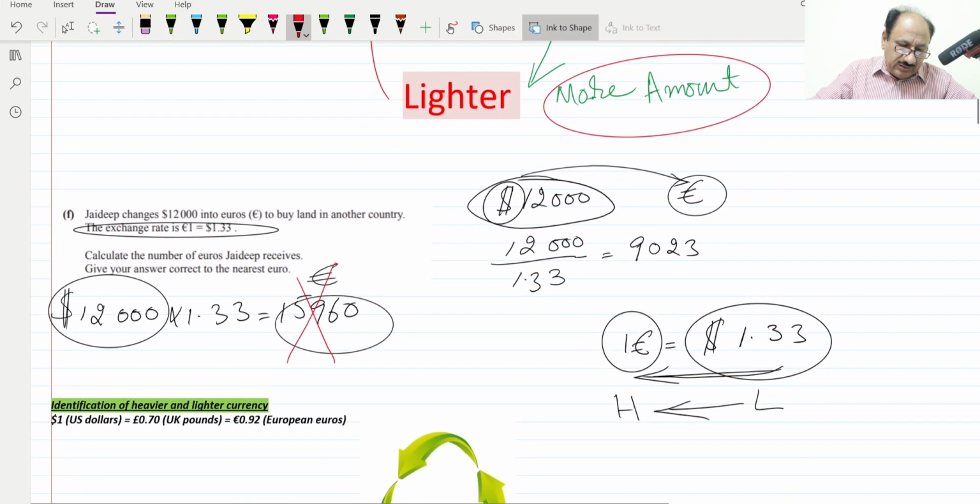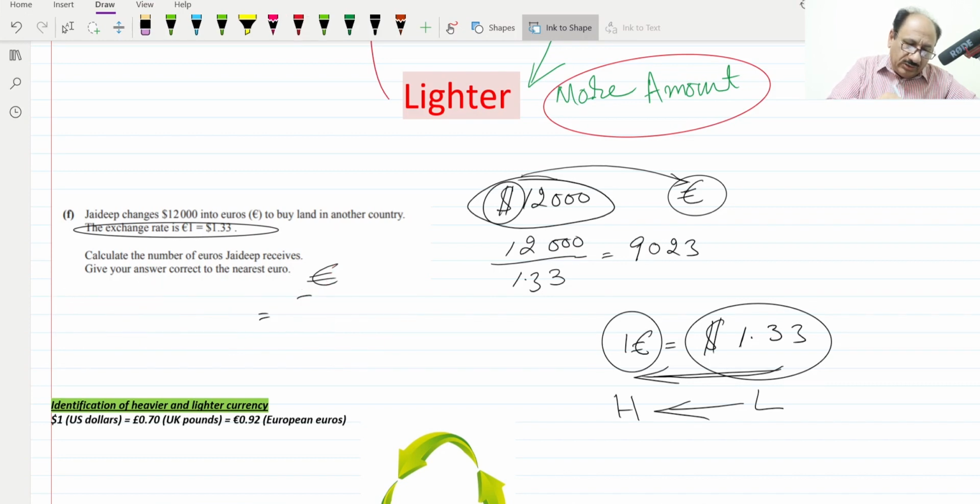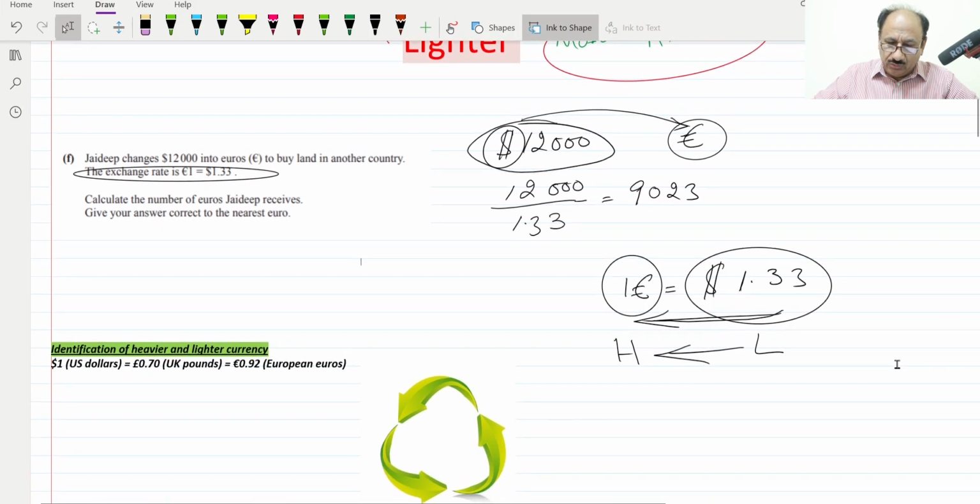But in this case, if you multiply by 1.33, you will get more than 12,000. So it means this process is wrong, and we have to divide. This is how you can do a logic check during examination. Just multiply, in 1 second you can multiply with the calculator and check whether your answer is less than 12,000 or more than 12,000. This is a very important technique which you can use.